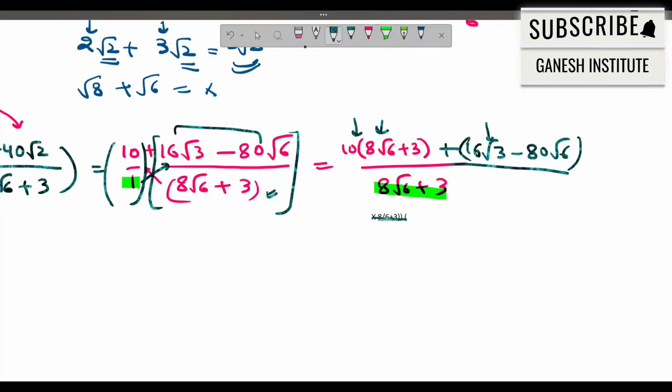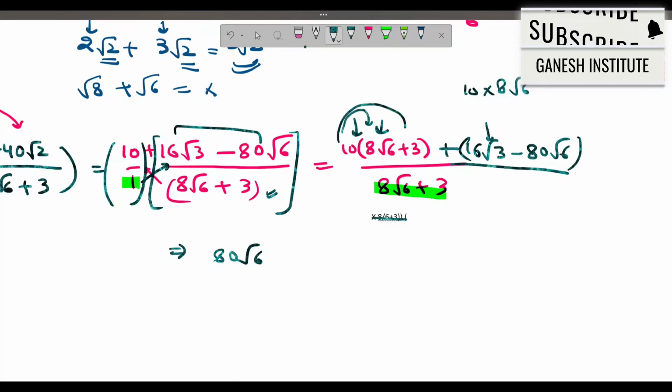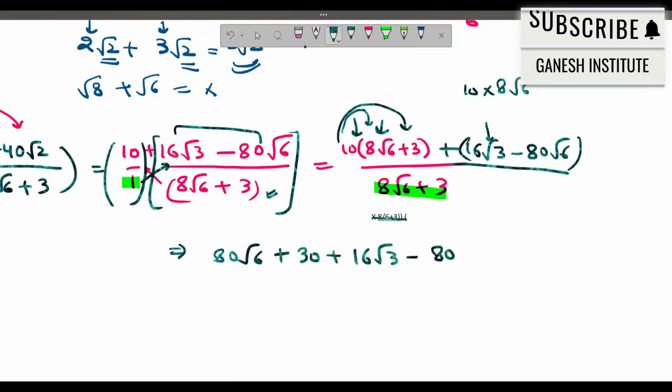Okay. Now I distribute. So tell me, if you multiply 10 with 8 root 6, is that 18 root 6? 80 root 6. 10 times 8 is 80. You just multiply the whole numbers. 80 root 6. Then you have 10 into 3. That's 30. Then these are as-it-is parts.